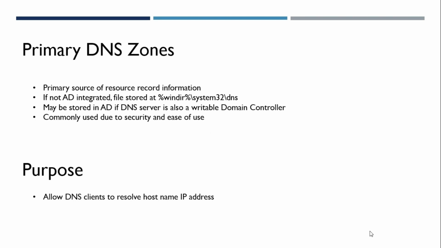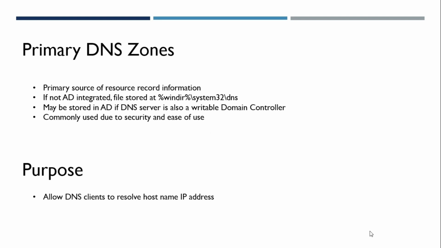A DNS server hosted in the primary zone is the primary source for information about this zone. By default, the data for this zone is located in a file in the Windows directory /system32/DNS. This file may also be stored in Active Directory if this DNS server is also a writable domain controller. There are some benefits and reasons why you want to store a primary zone in AD. Since this zone is stored in AD, it can be replicated using the Active Directory replication process.